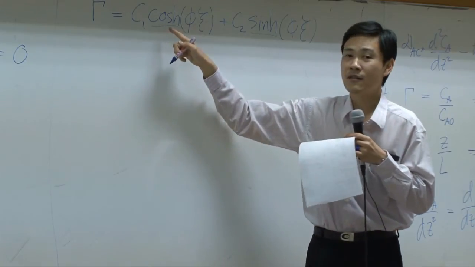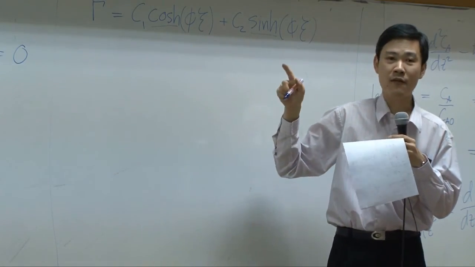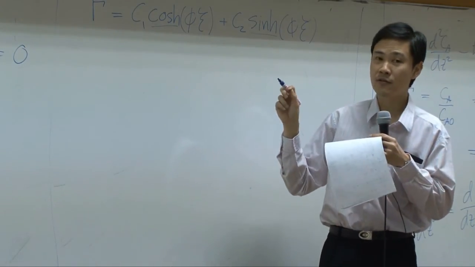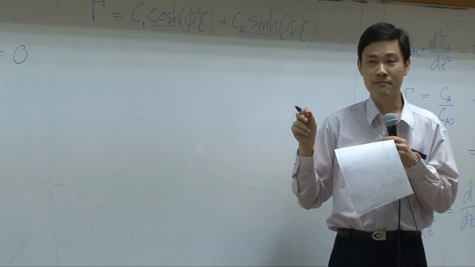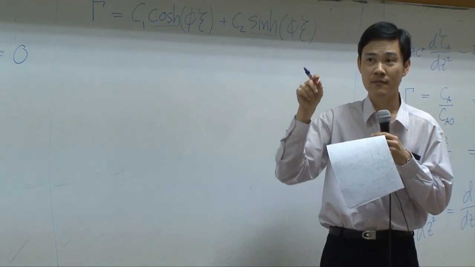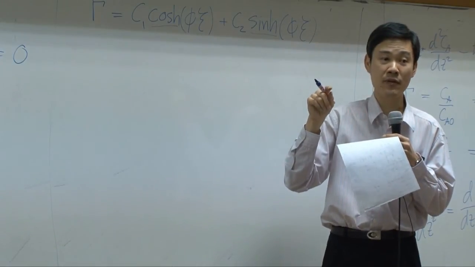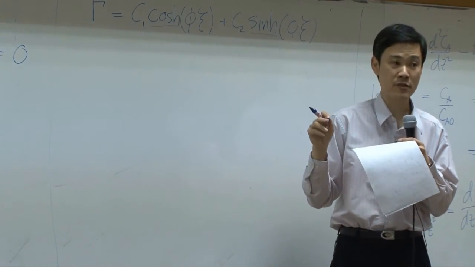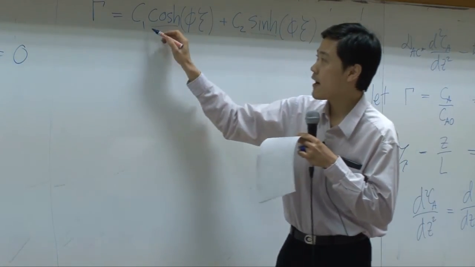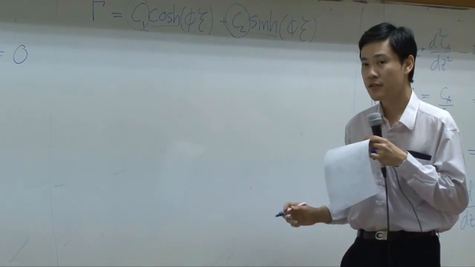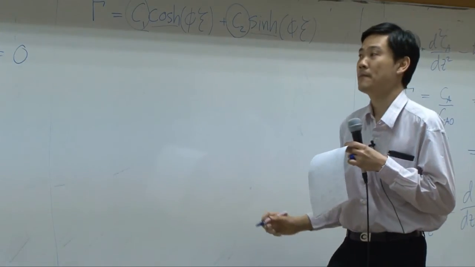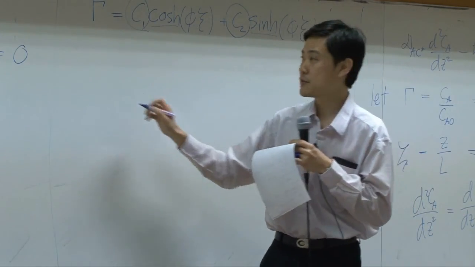And hyperbolic cosine of 0 is equal to 1, unlike regular cosine, which is 0 at pi over 2 or 90 degrees. All right, in this part you have two unknowns, C1 and C2. These two are integration constants. So we will need two boundary conditions.